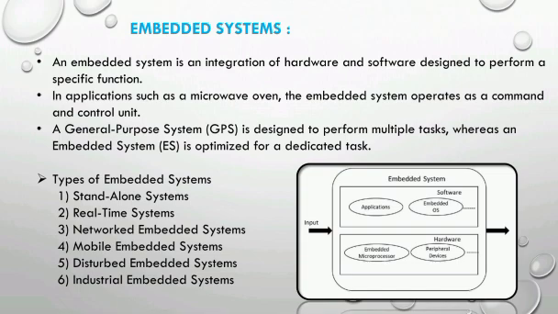Based on application requirement, embedded systems are classified as standalone, real-time, networked, and mobile systems. They are widely used in consumer electronics, automobiles, medical devices, and industrial automation.